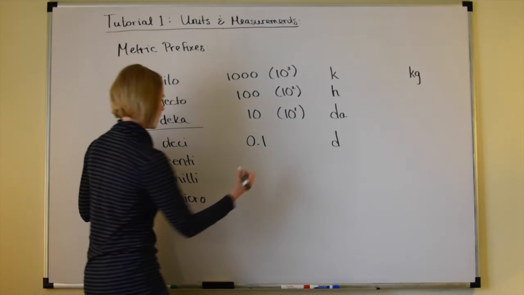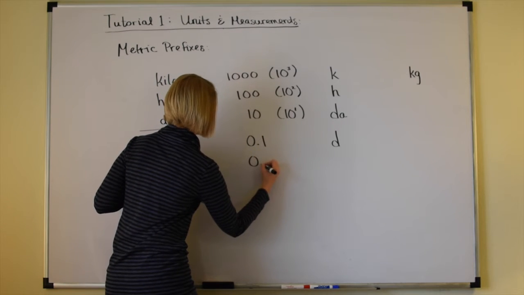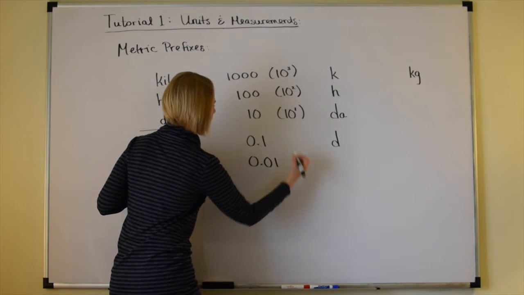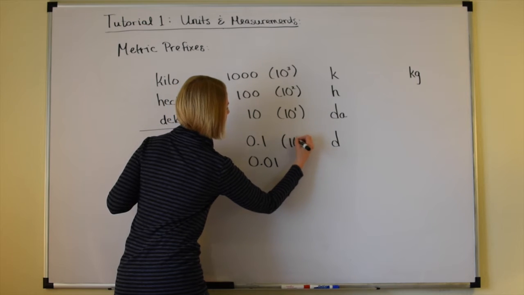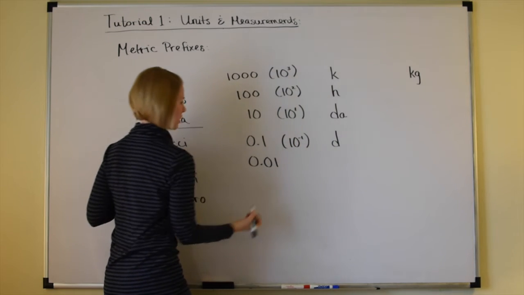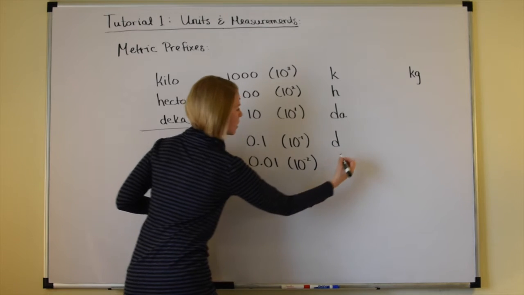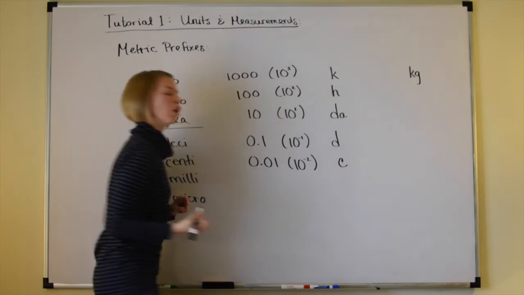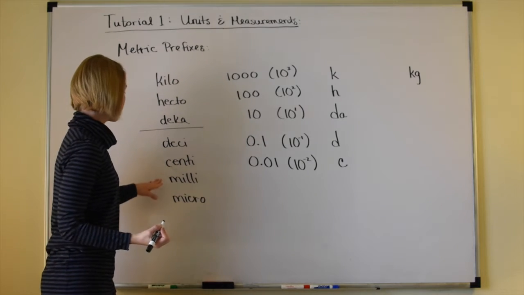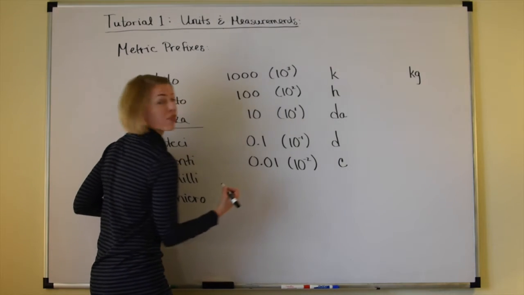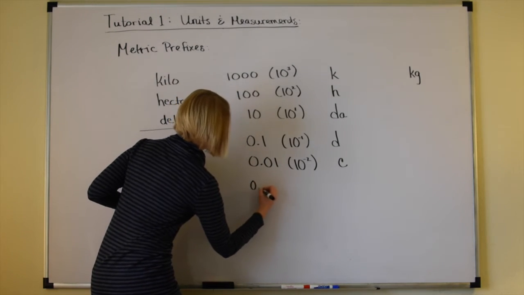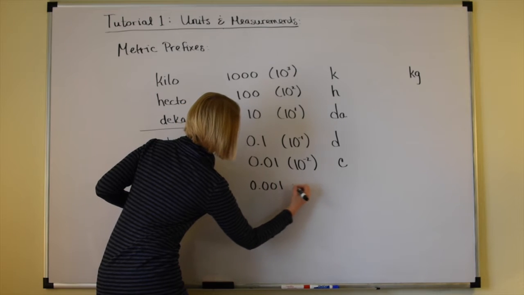Centi is 100th, 0.01. Let's go ahead and still write these in scientific notation here. So 10 to the negative 2. So centi's abbreviation is just a lowercase c. Milli is 1,000th, so 0.001.